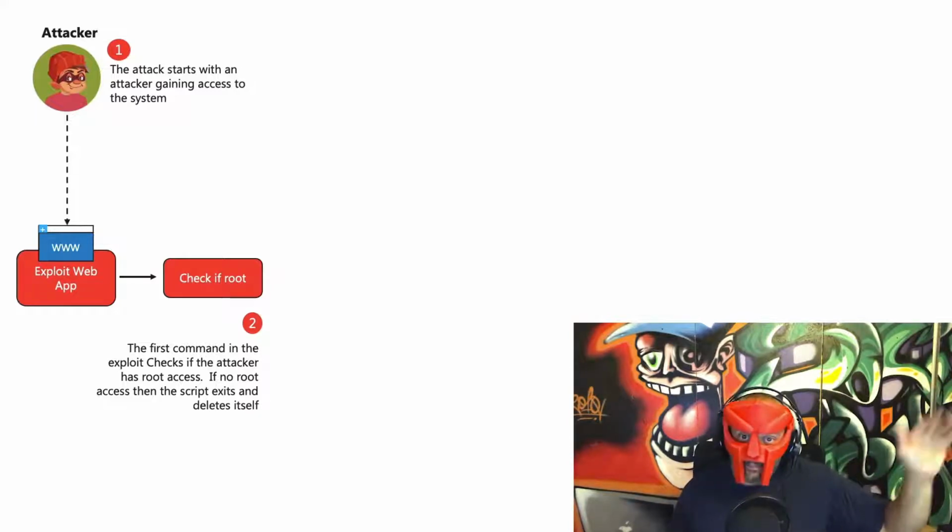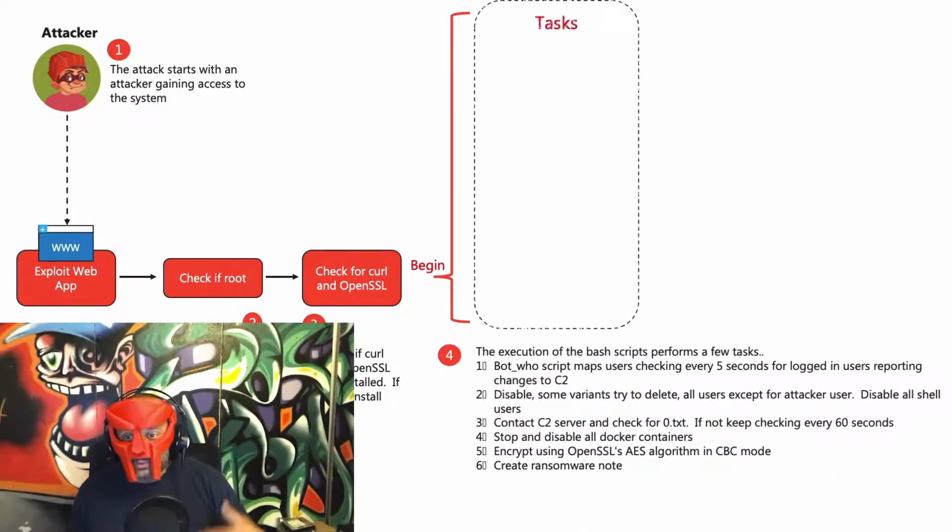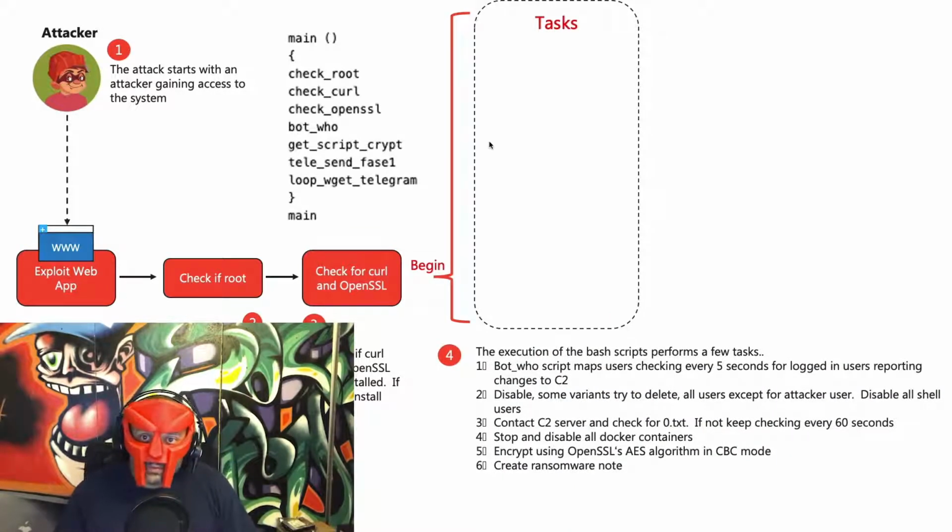So it's just gone. The next thing that happens is it checks if curl and OpenSSL are installed. If they're not installed, it installs them. And once that happens, the real process begins. This is all precursor stuff that is required in order to do the rest. So now we begin. Up here, you can see this is the main function, and within there, one after the other, it says check root. That's what we did. Done. Check curl and OpenSSL. Done.